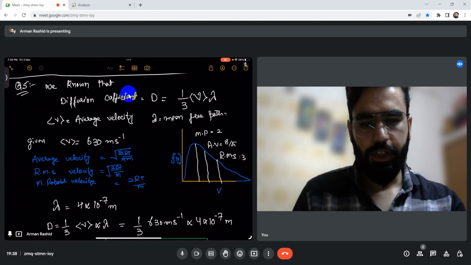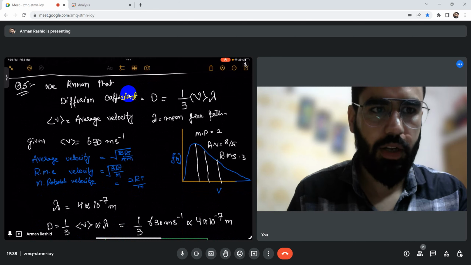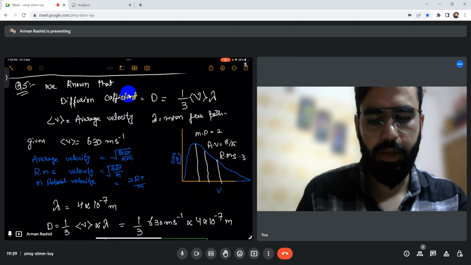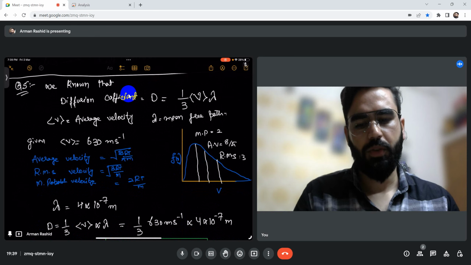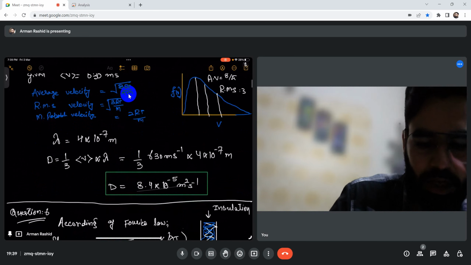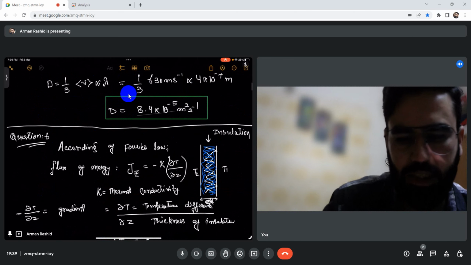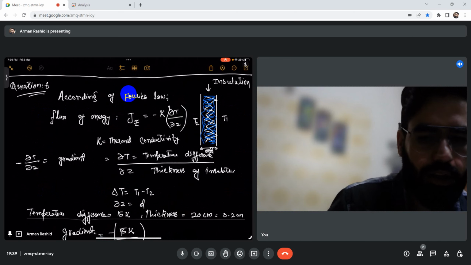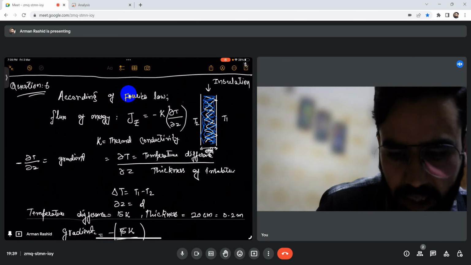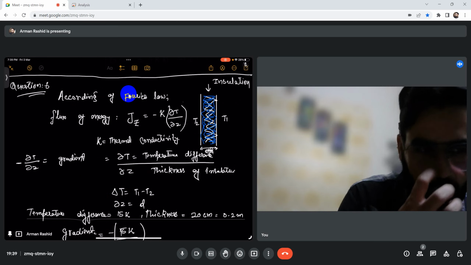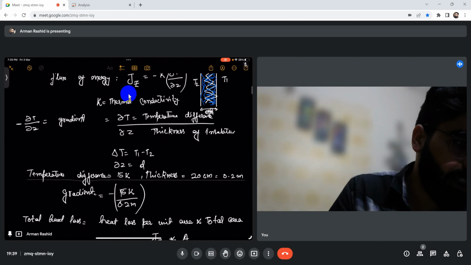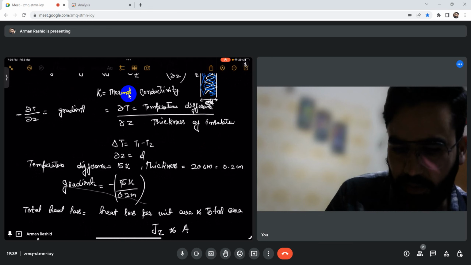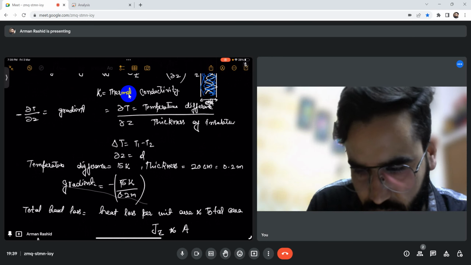First we had how the diffusion coefficient is dependent upon average velocity, and how it is dependent upon the mean free path. So from the mean free path we get to know about the diffusion coefficient. That was the first question. The second question was regarding the thermal insulation. We had to determine the heat flux where the thermal conductivity of the material was given. So we have used Fick's law to do that.